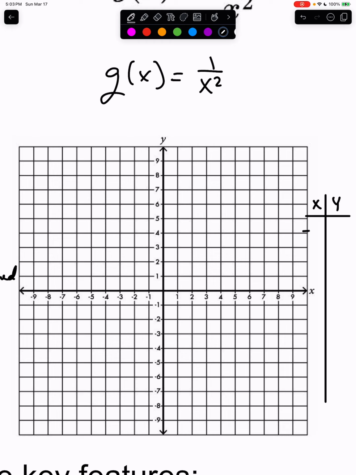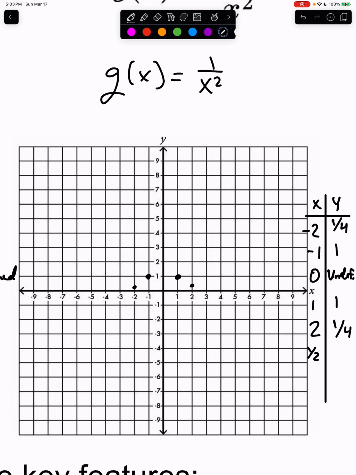X and y: -2, -1, 0, 1, 2. All right, that'd be 1 over 4. That'd be 1. That'd be undefined. That'd be 1. That'd be 1/4. Okay, so -2, 1/4. -1, 1. 0 is undefined. 1, 1. 2, 1/4. What would it be to have 1/2 then?